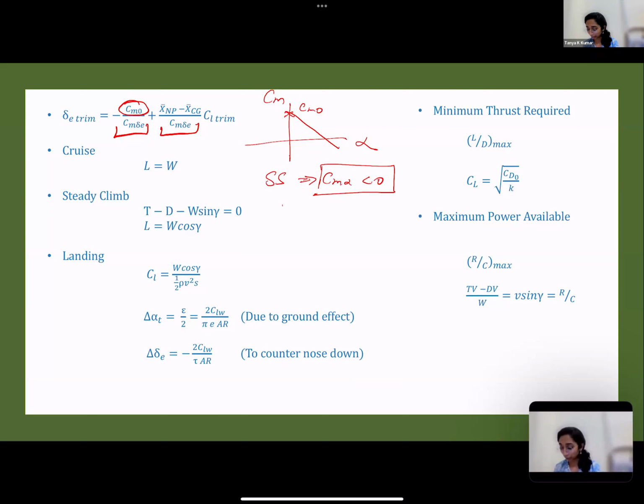My question is regarding CM naught. Should it be positive, negative, or zero? Since you've told me that it's positive, do let me know why it is positive. It has been dealt with in all of the lectures. So tell me why CM naught should be positive. It has nothing to do with stability.